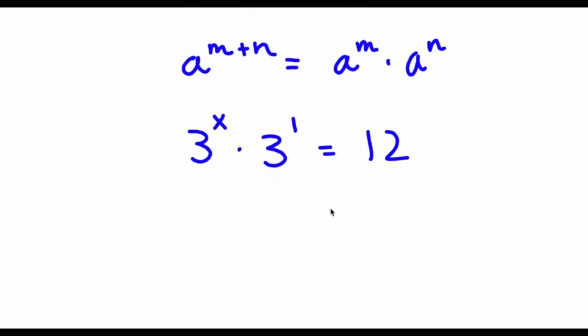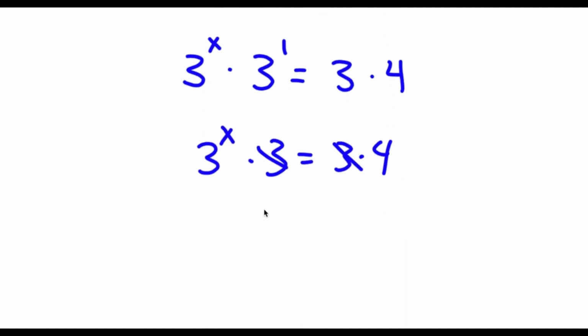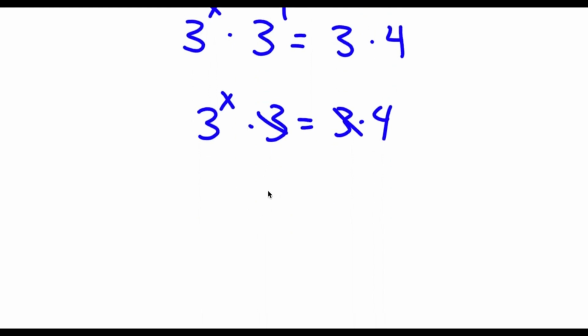Now 12, this is the same thing as 3 times 4. So now I have 3 to the power of x times 3 to the power of 1 is equal to 3 times 4. So now 3 to the power of 1, that's the same thing as 3. So I have 3 to the power of x times 3 is equal to 3 times 4. So now these two 3's can simply cancel out. And now I'll be left with 3 to the power of x is equal to 4.